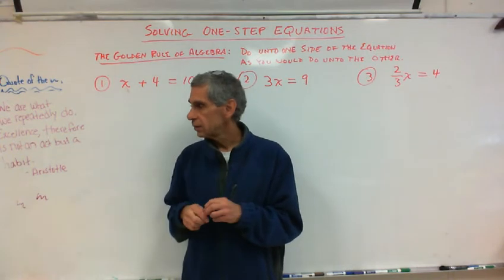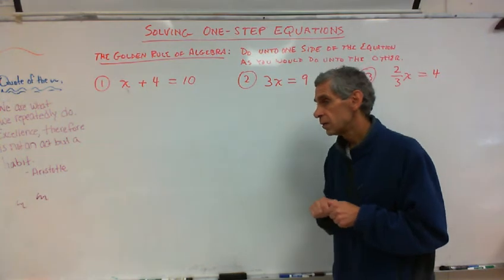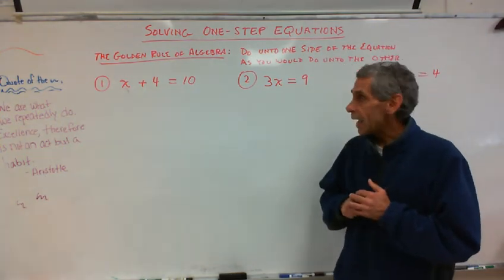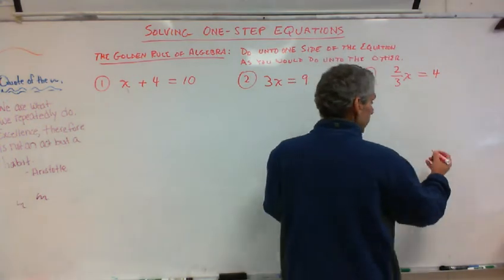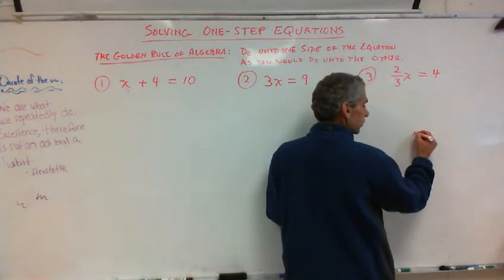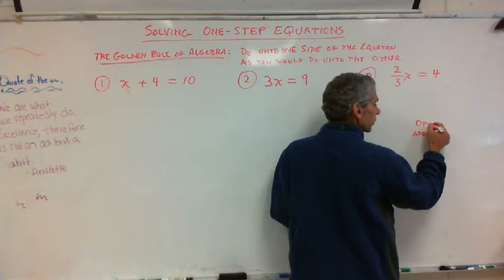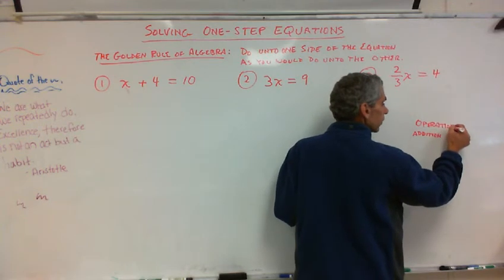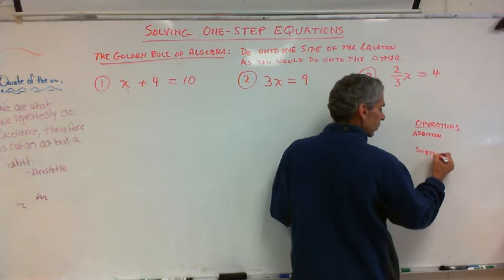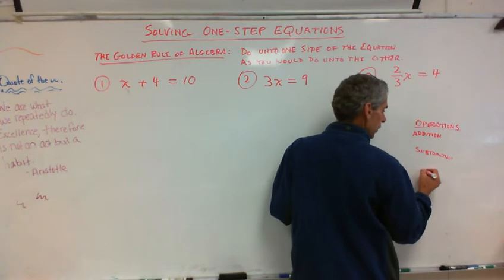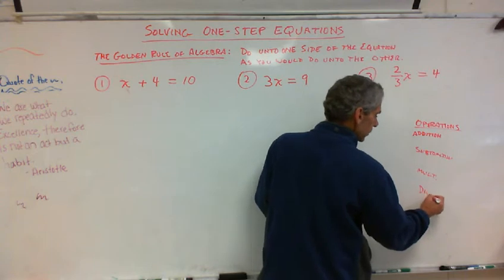Right? Question? You just subtract the number. Exactly. So basically, let's look at all of our operations. We have addition, subtraction, multiplication, and division. These are called our operations.